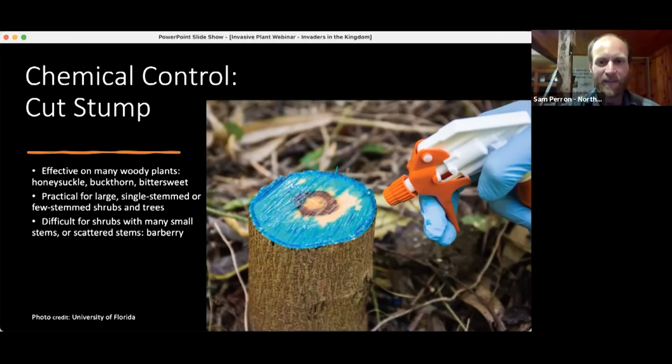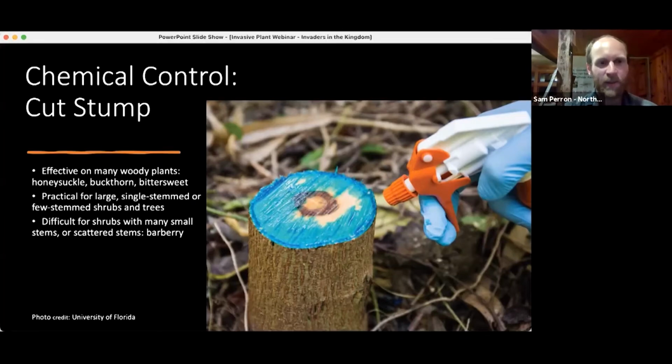There are some real benefits to this. It uses a really, really small amount of herbicide. It's very focused. There's almost no risk of impacting pollinators or other plants. It's a really targeted and low impact way of doing invasive control. That being said, it can be a lot of work. It can be kind of monotonous, and it can be really difficult for plants like barberry that have tons of small stems, but you certainly can do it.